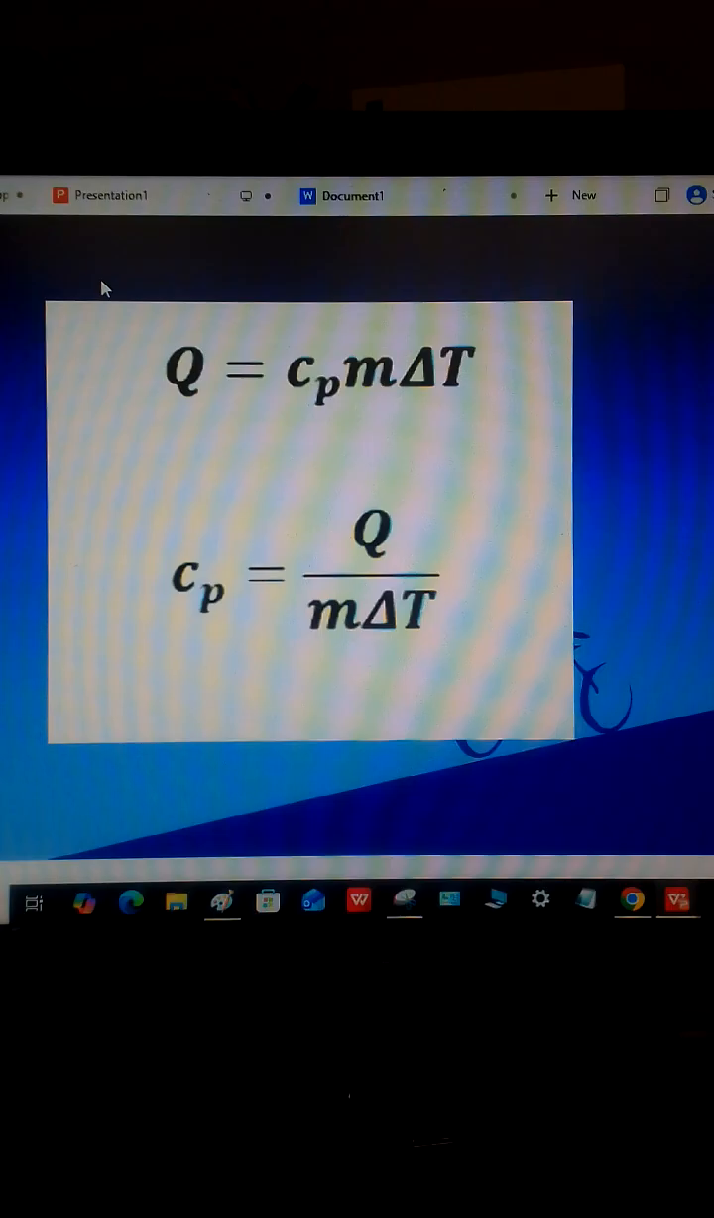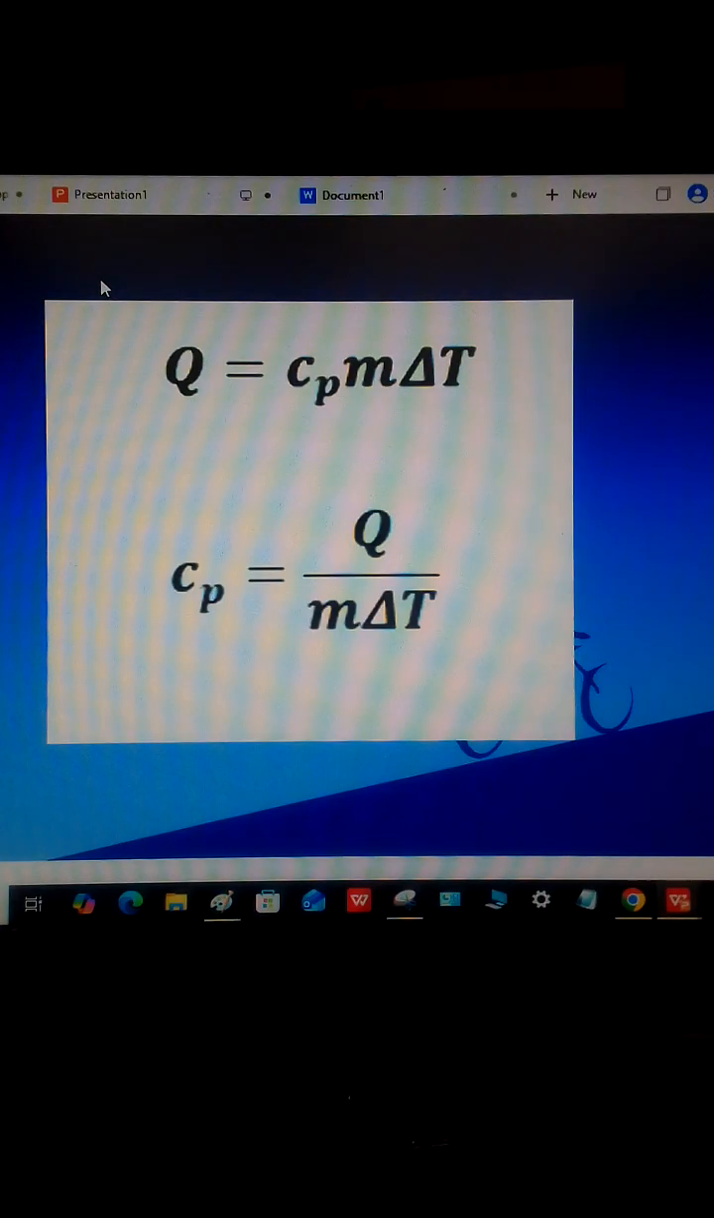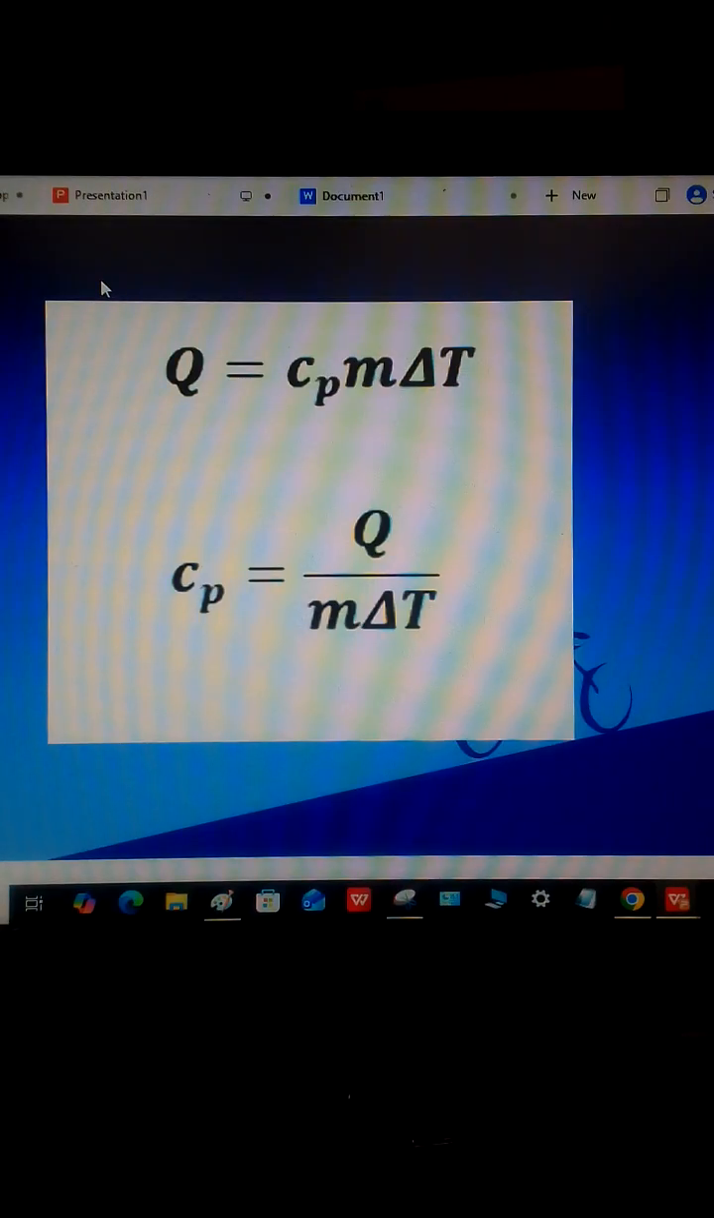Let's see the differences, or rather the difference between heat capacity and specific heat capacity. Heat capacity is the amount of heat that is required to raise the temperature of an object by 1 degree Celsius. Let me repeat. Heat capacity is the amount of heat that is required to raise the temperature of an object by 1 degree Celsius.